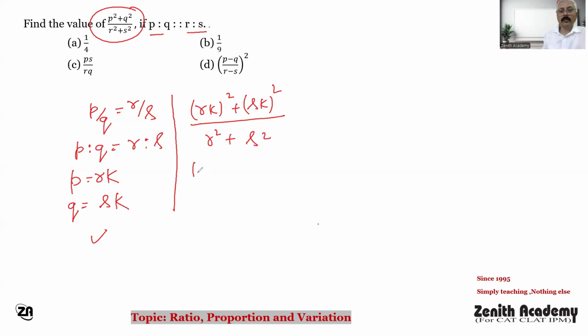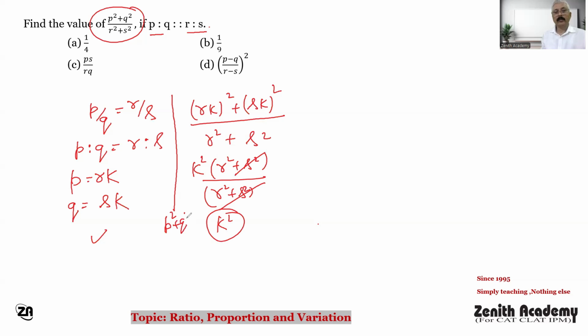So take k square common. If you take k square common, then r square plus s square over r square plus s square, it is coming equal to k square. Right, it means p square plus q square upon r square plus s square is equal to k square. This is equal to which option? Definitely not A, not C, not B. Okay. Here check option D.